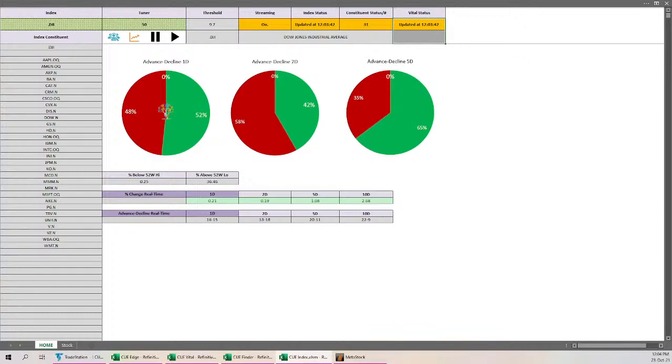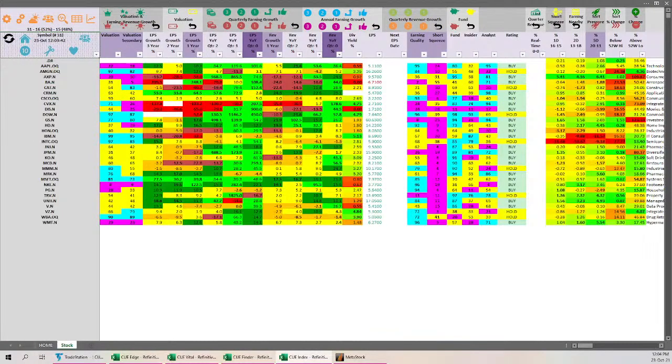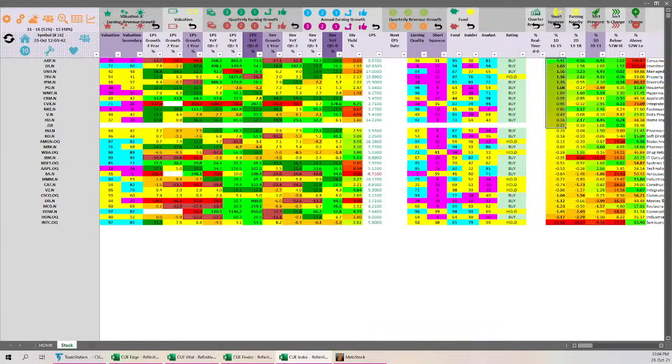Firstly, I look at the advanced decline. Friday was mixed, balanced. We can't say it was bullish. 2-day period, 58% bearish. 5-day was bullish. Let's look at the constituent stocks. Let's look at the stocks that went up most. So here I am not looking at fundamentals yet. Let's just look at the stocks that went up by, let's say, more than 0.3%. These are the stocks.